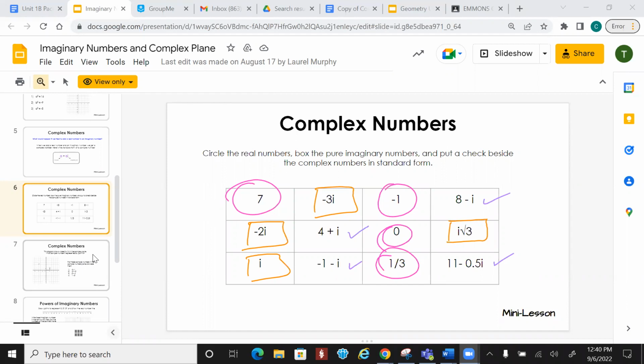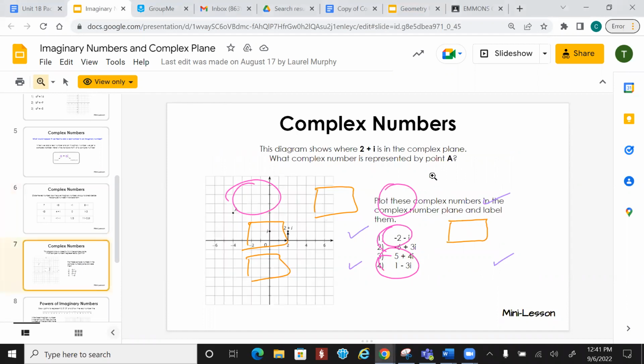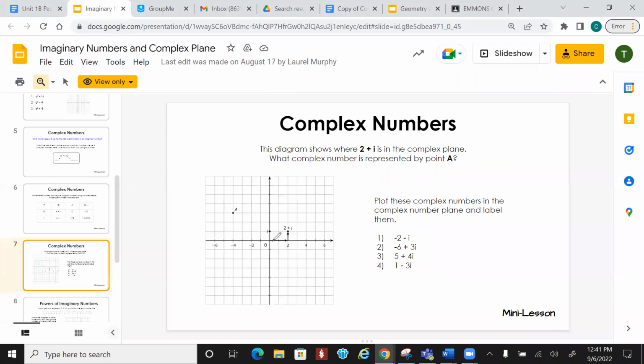All right, so now we're going to actually graph these. So we're going to plot these complex numbers in the plane. Okay, so if I had 2 plus i, this is how I'm going to plot it. I'm going to start at 0, 0. I'm going to go to the right 2, and then up i. And this is where 2 plus i is going to be. Can you plot these 4?